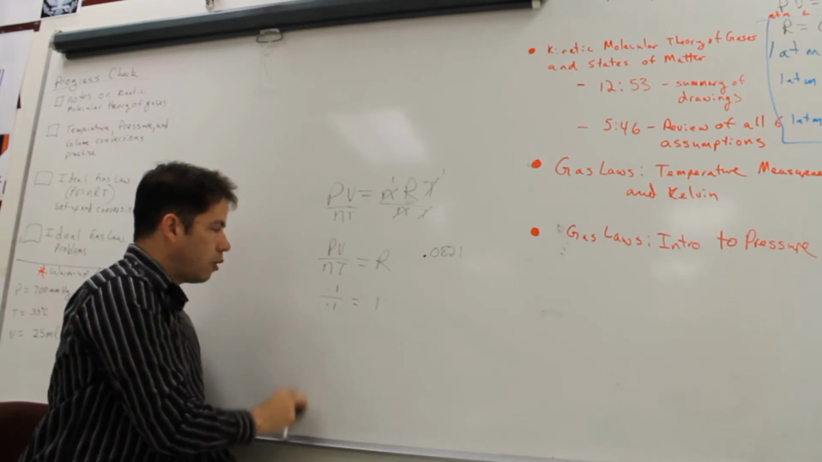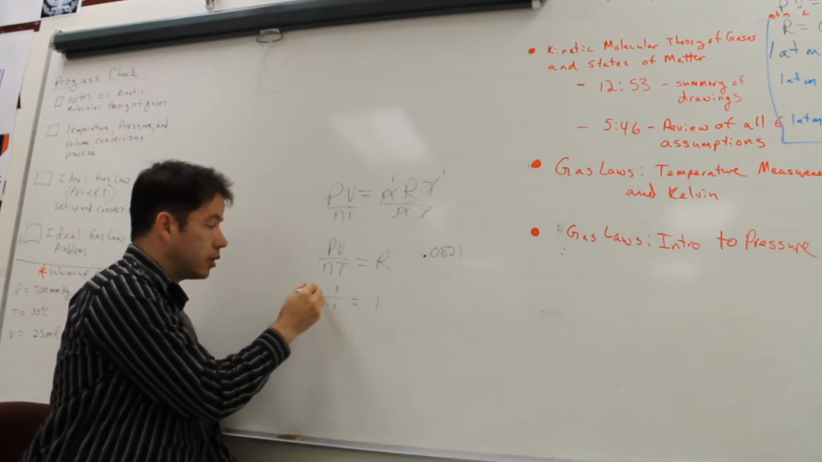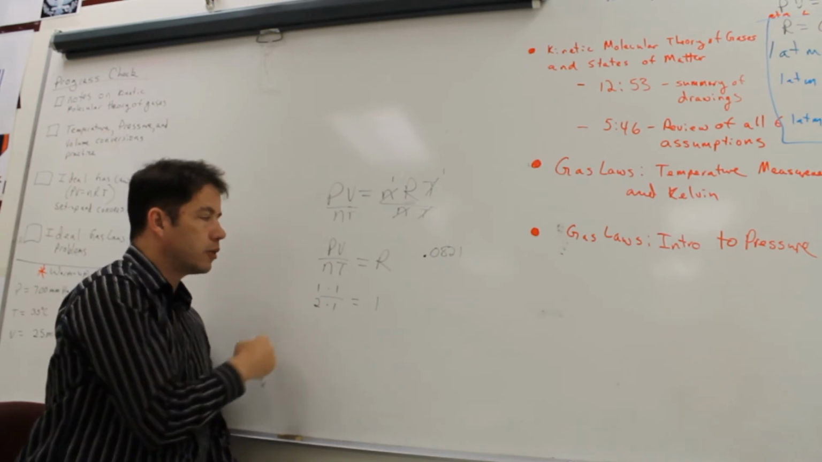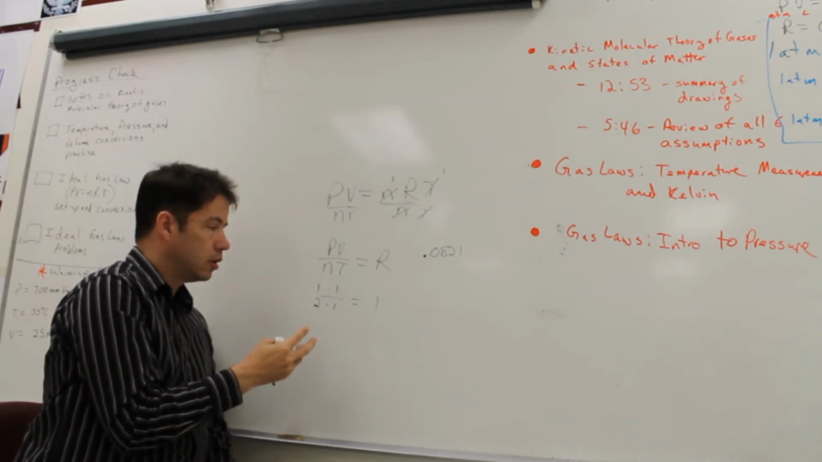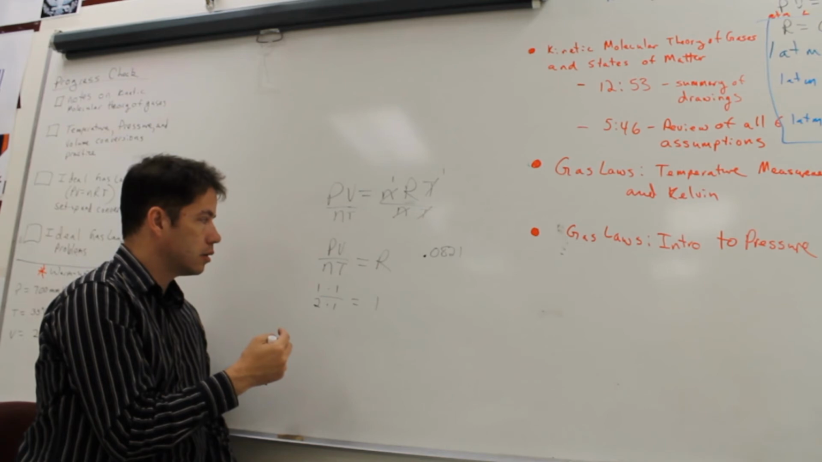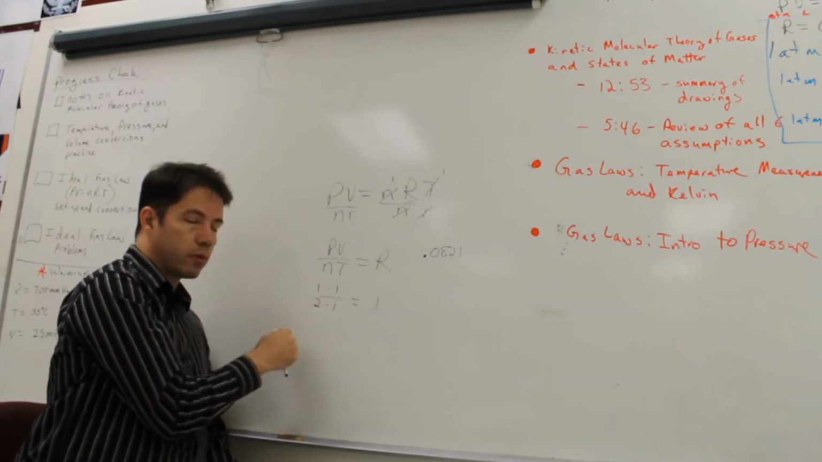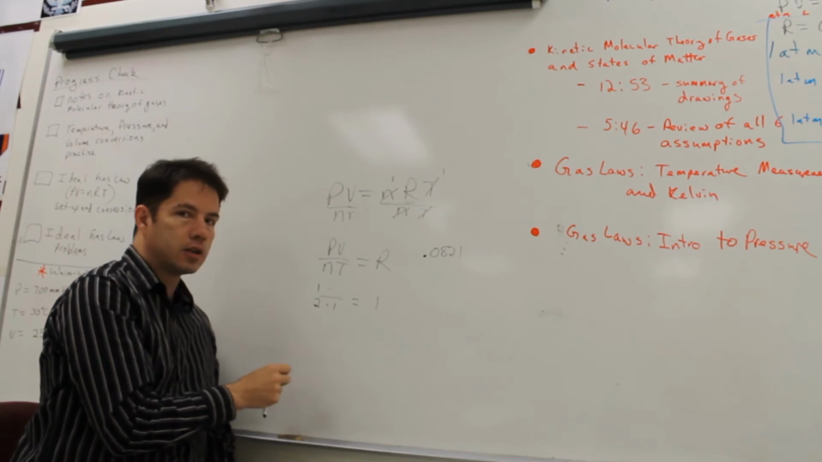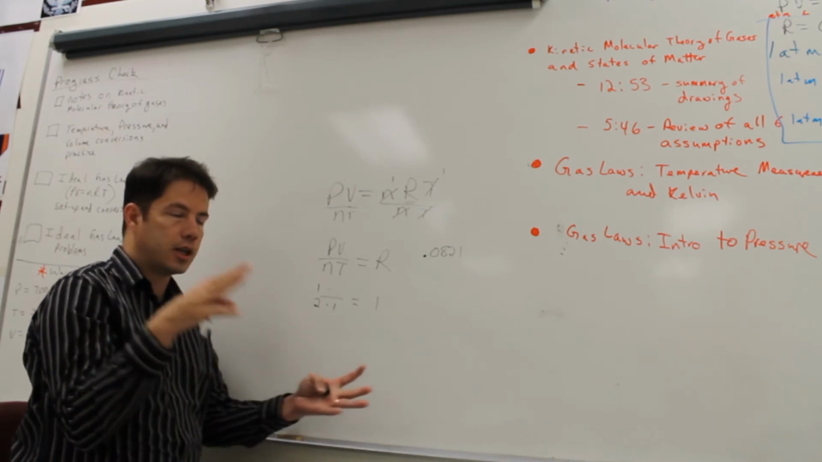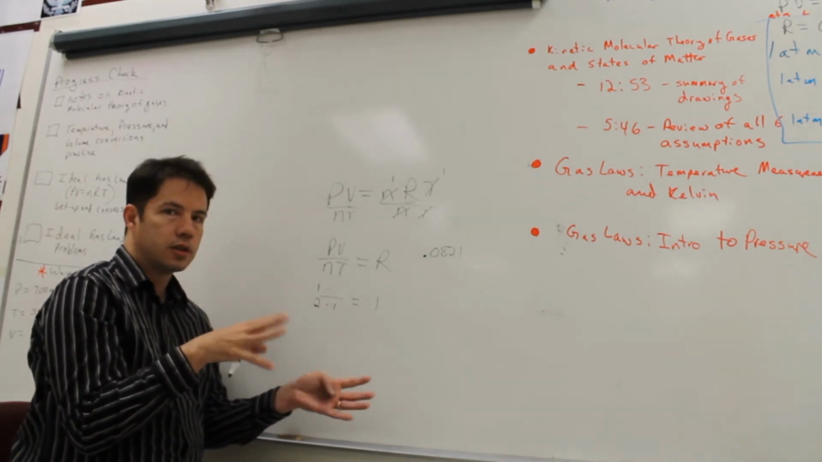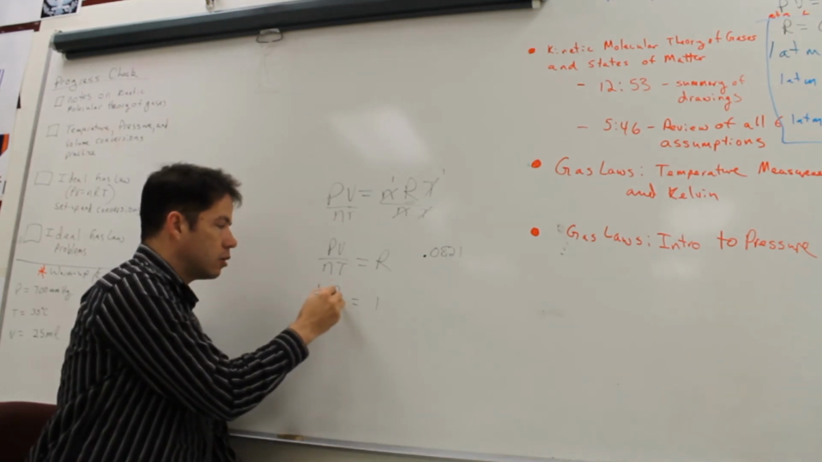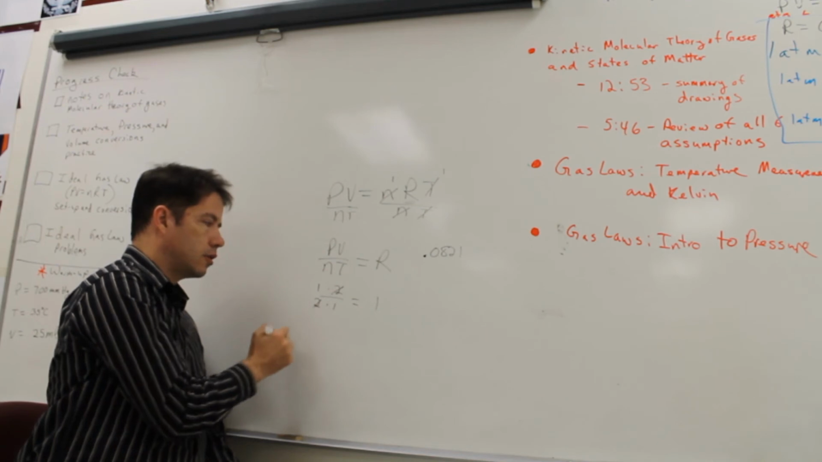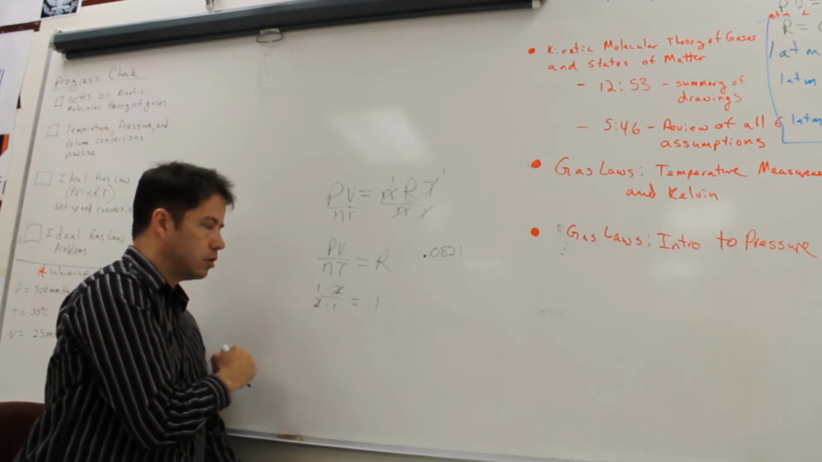Well, what if we're dealing with a balloon, or a metal tank? What if the pressure cannot change? What if, when the pressure tries to change, something else happens? So it might be the volume that changes. 2 divided by 2 cancels and we got 1.